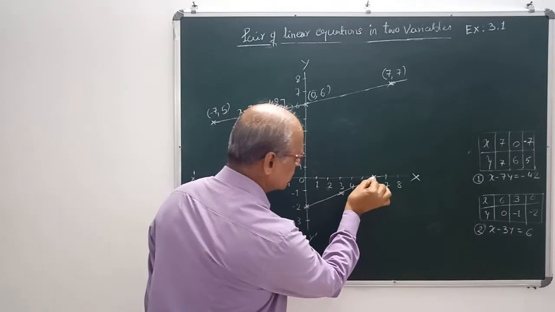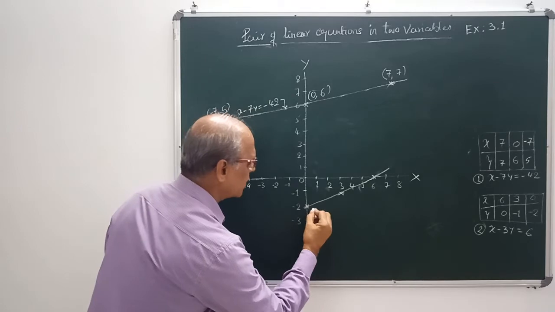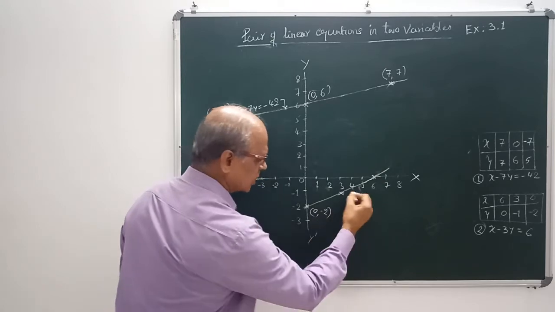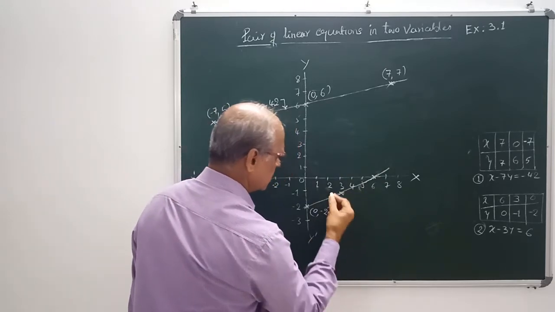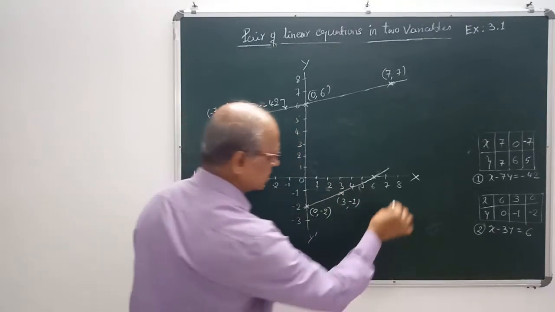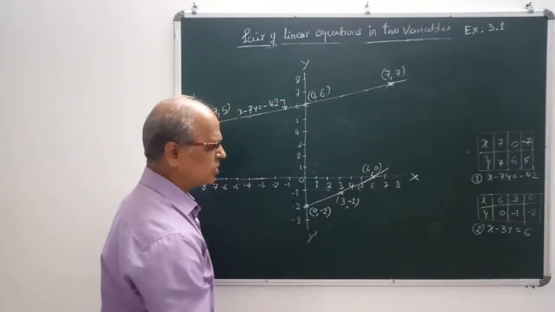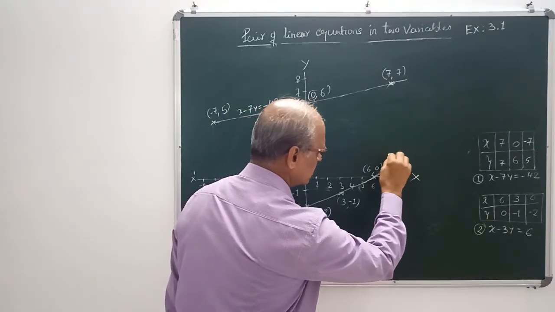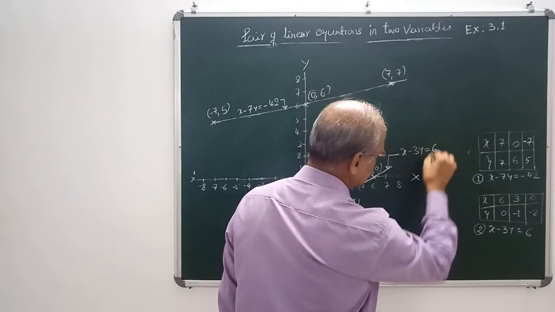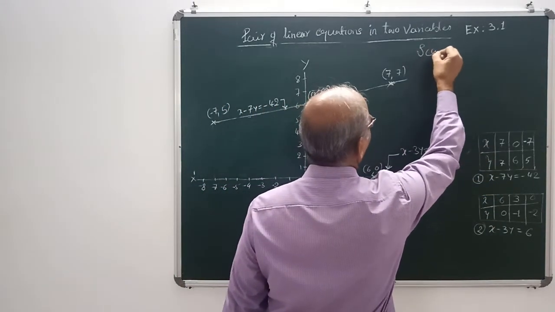Right? Okay. You can extend it also straight away. Now, coordinates you write. Always you have to write the x coordinate first. X is 0, y is minus 2. Here x is 3, y is minus 1. Now here x is 6, that means y is 0. Now what is your equation? Equation here is x minus 3y is equal to 6. Understood?